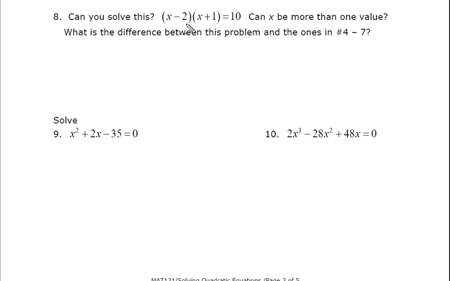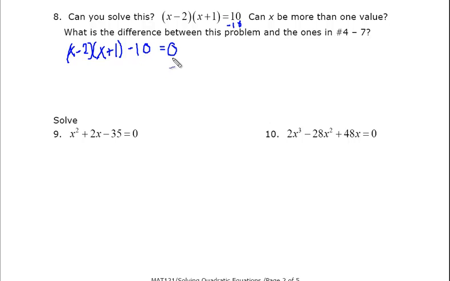So wouldn't it be great if it was equal to 0? And we can do that, right? So let's make it equal to 0, and we can subtract 10 from both sides. So if we do that, we have x minus 2 and x plus 1. And if I subtract 10 from both sides, I have minus 10 equals 0.